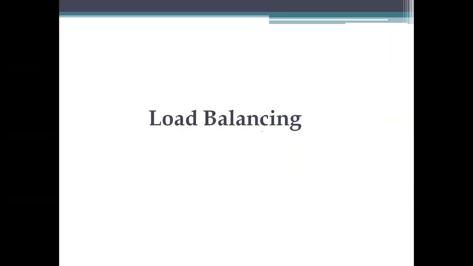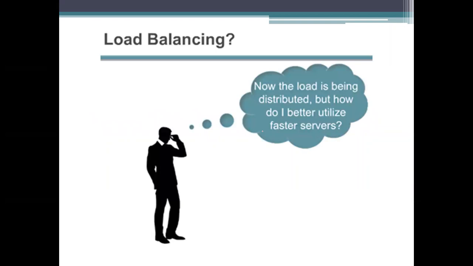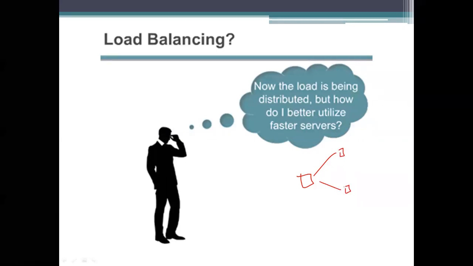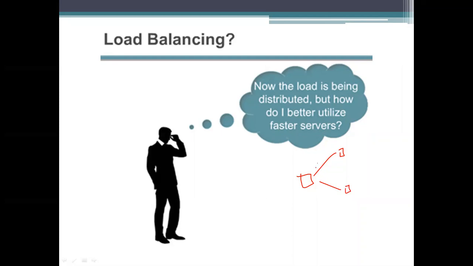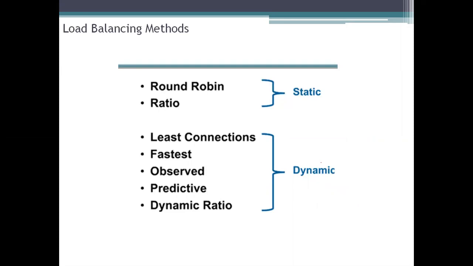Okay. So now we are interested to talk about the LTM, Local Traffic Management. It does load balancing. What is load balancing? Let's say load is being distributed, but how do I better utilize faster servers? Now this is the F5, and you have two backend servers here. Load balancing is there, but how can I use the faster one more? So now you will have load balancing methods.